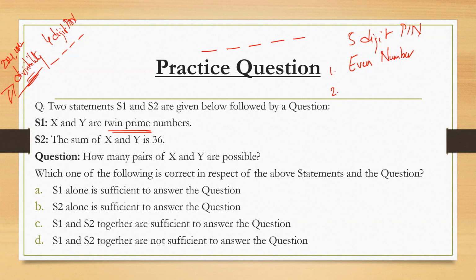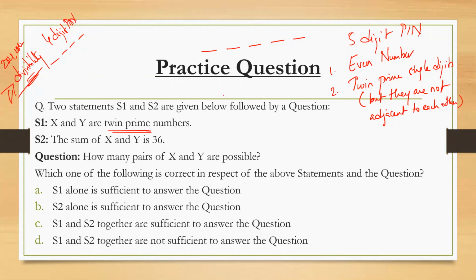Second is there is a twin prime. Twin prime single digits are there, but they are not adjacent to each other. What does this mean? Twin prime, but they are single digits. So what are those primes? It has to be twin prime and it has to be single digit. What could be those numbers? Yes, that is 3, 5 or 5, 7.